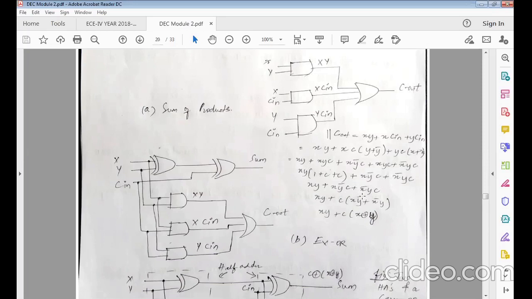Then here you will have xy, then the common term is c, so I will have x bar y plus x y bar, which gives me our XOR function, right? So I will have xy plus c times x XORed with y. This is how you use Boolean algebra to reduce an equation. Okay, fine.